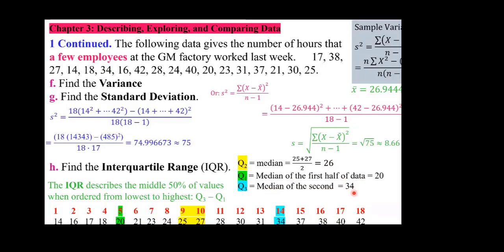And by definition, we are looking for IQR, which is the difference between Q sub 3 and Q sub 1. That results in 14.